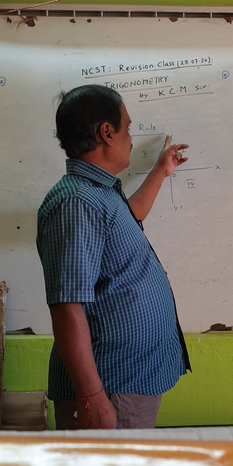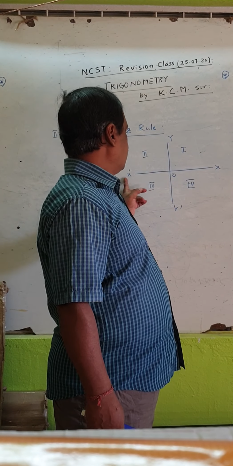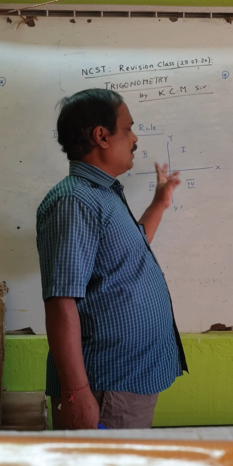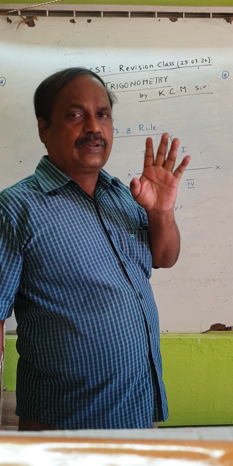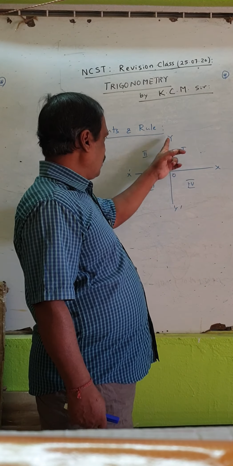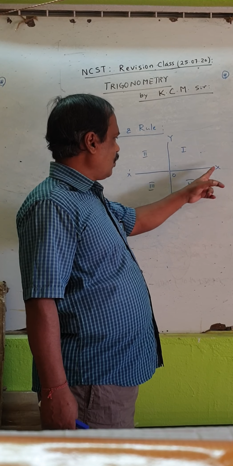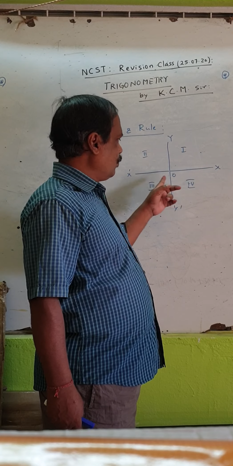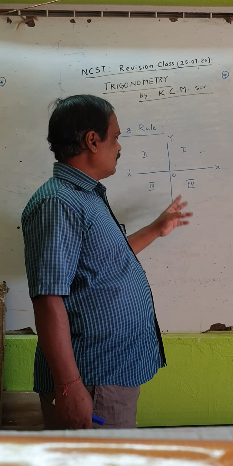Here XOY is your first quadrant, X dash OY is your second quadrant, X dash OY dash is your third quadrant, XOY dash is your fourth quadrant. While naming a quadrant, you first start with X, not with Y. Here XOY, not YOX. Here X dash OY dash, not Y dash OX dash, though you move in this way, because in the negative way also you move in this way. So XOY dash is your fourth quadrant.